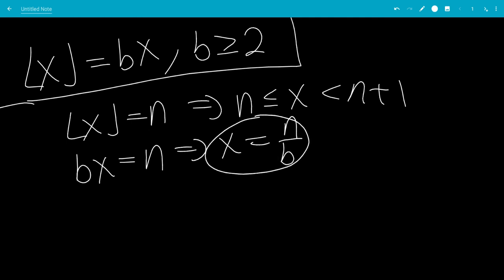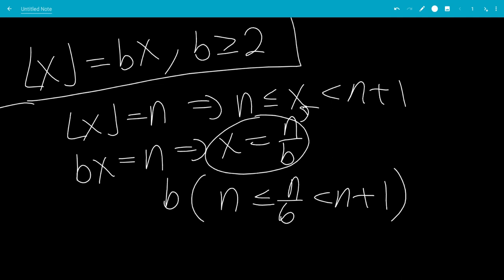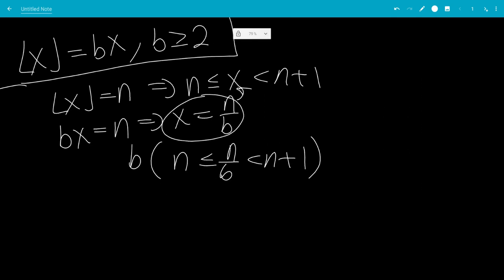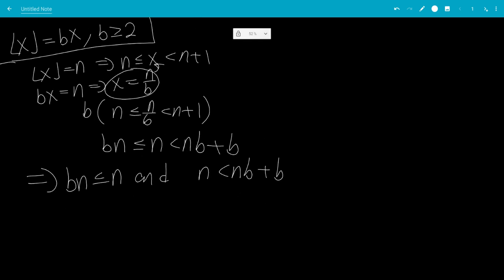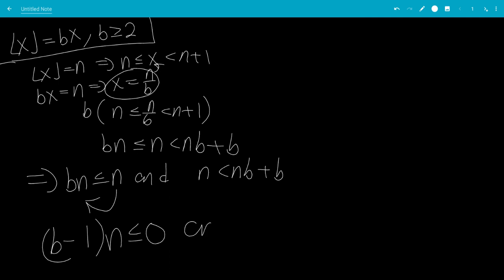So we'll plug this value of x into that inequality with equality. So n over b is less than or equal to n is less than n plus 1. We can multiply every term by b because b is greater than 0. So this will be b times n is less than or equal to n is less than n times b plus b. So this means that bn is less than or equal to n, and n is less than n times b plus b. So if we move n to the left-hand side, this will be b minus 1 times n is less than or equal to 0.